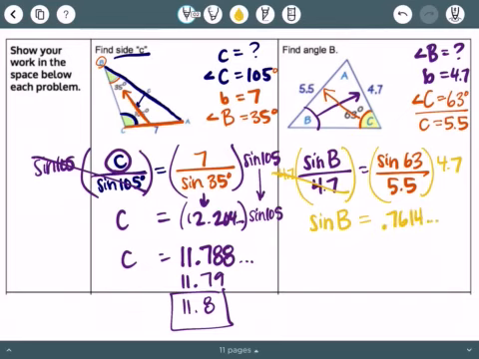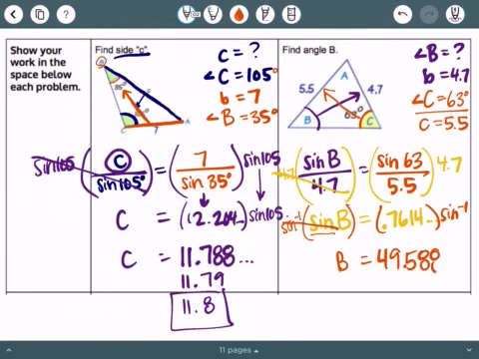0.7614. There's more there. And then I remember that in order to get rid of sine, I have to use the sine inverse. What I do to one side, I have to do to the other. So I'm going to take the sine inverse. Let me do this on my calculator, sorry. Take the sine inverse of my answer. And I'm going to get, these are going to cancel and leave me with B equals 49.588. That's going to be degrees because it is an angle.